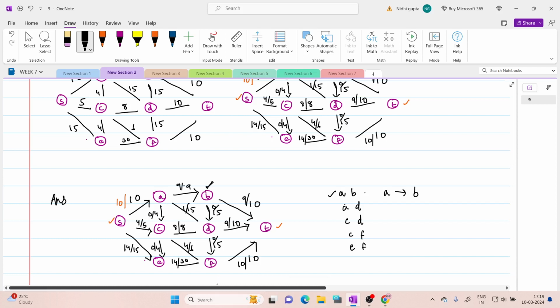Now flow into A is 10. So what will be the direction for AD? A to D, because applying the conservation law for A, flow into A is 10 and out should also be 10. 9 is contributed by AB, so we also need 1. So the direction of AD should be A to D. So we have AB and AD.